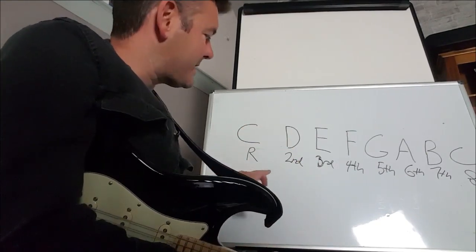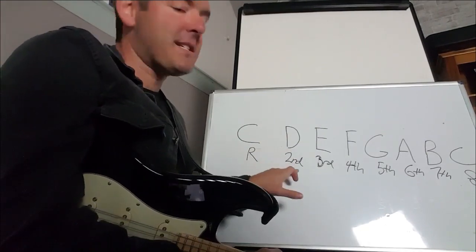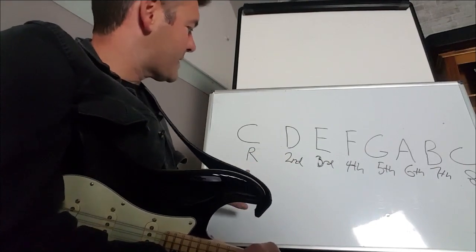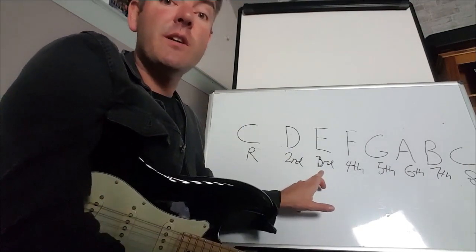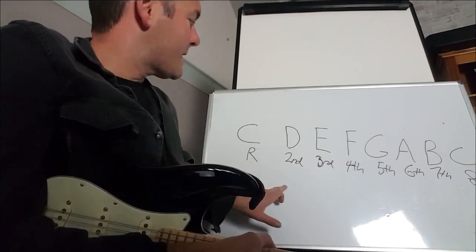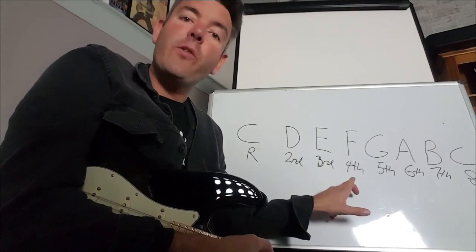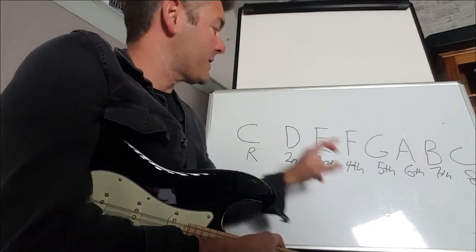We said that C to D is a second or a major second because D is the second note in the scale. We said that C to E was a third, or the proper name for it was a major third, simply because E is the third note in the scale. We saw that C to F is a fourth, or the proper name for it is a perfect fourth, because F is the fourth note in the scale.